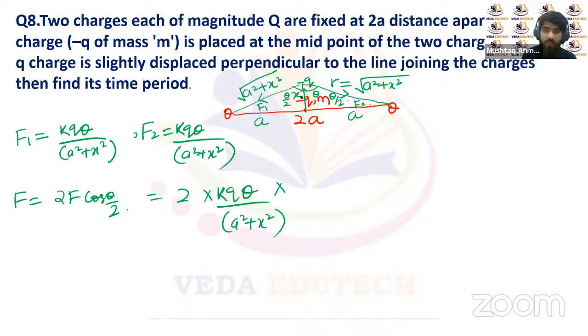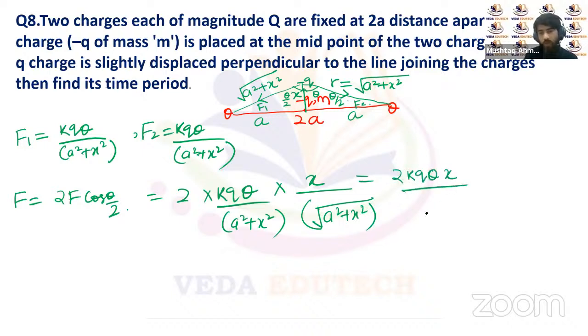Now we know this angle here is theta by 2, so cos theta by 2 will be base upon hypotenuse, that's x upon the square root of a square plus x square. So from here we get 2kQq x upon a square plus x square raised to the power 3 by 2. That's the net force, and this is an attractive force, so we can put a negative sign here because of the attractive nature of these two forces.